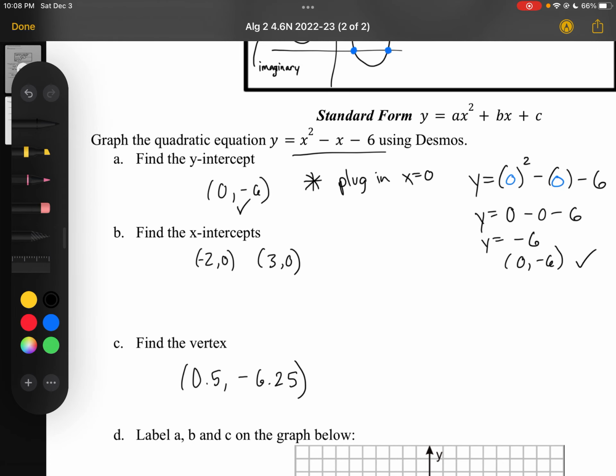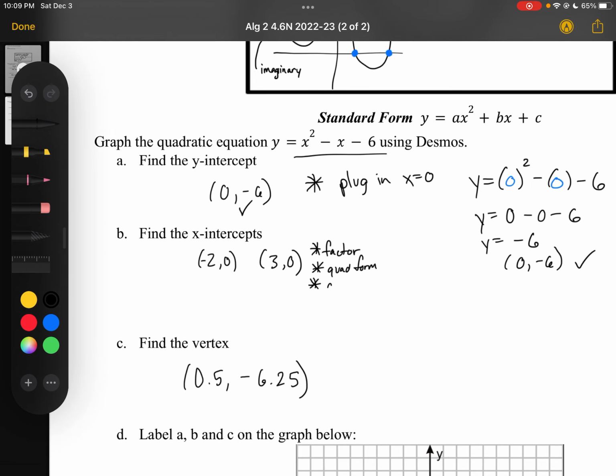That's a great start. For the x-intercepts, we have 3 different ways that we can solve these. We can factor, we can use quad form, and we can also complete the square. To be honest, it really doesn't matter. We did quad form and completing the square last week, so we'll do factoring now just to review an old method, but if you prefer any of the other ones, feel free to jump in and use those instead.